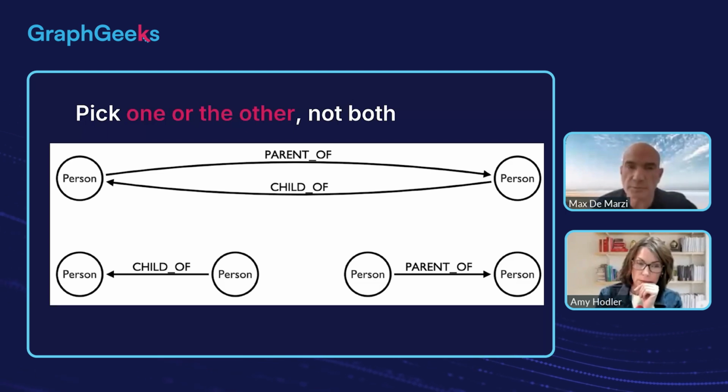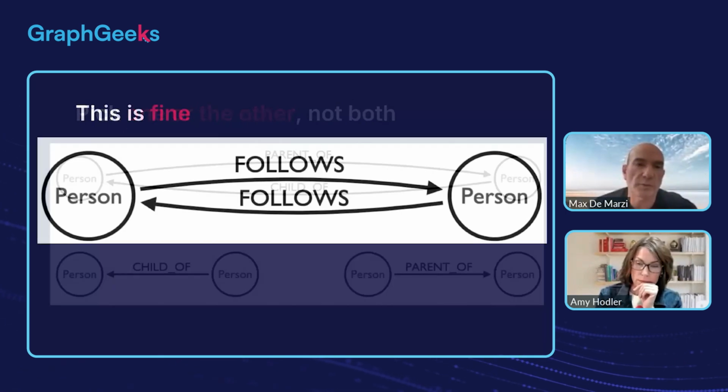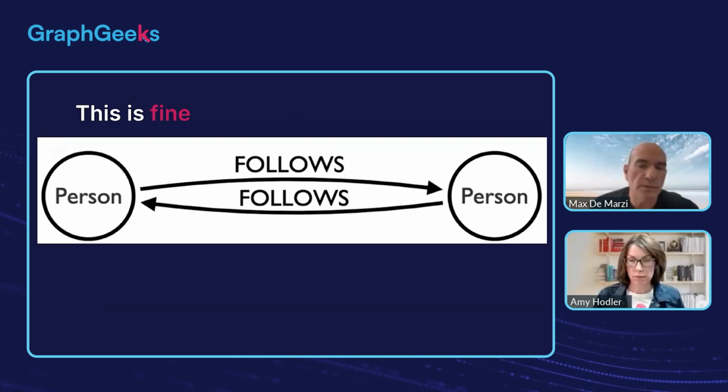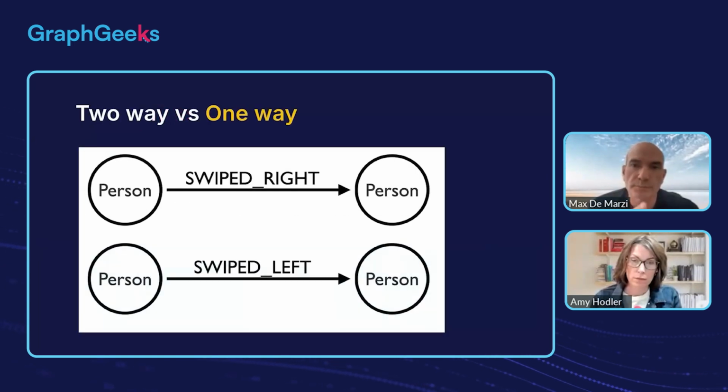Now, sometimes, though, you need those 2 relationships because they mean different things. They're asymmetric, right? So a person can follow another person on Twitter or LinkedIn or what have you, but they don't have to be followed back by that person, right? This is not Facebook where you kind of have to both be friends with each other. You can do one or the other. Sometimes, though, there is a good reason for having these one-way relationships.